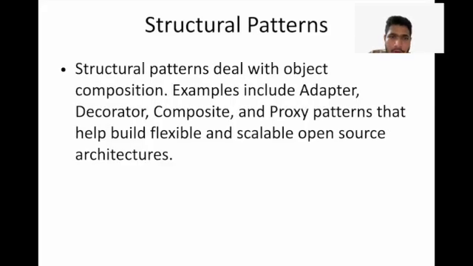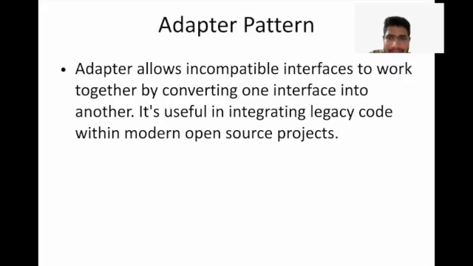Structural patterns deal with object composition. Examples include adapter, decorator, composite, and proxy patterns that help build flexible and scalable open source architecture. Adapter allows incompatible interfaces to work together by converting one interface into another. It is useful in integrating legacy code within modern open source projects.